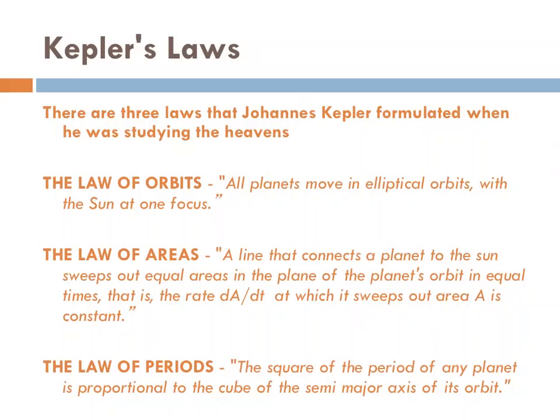The law of orbits, which means that all planets move in elliptical orbits, with the sun at one focus. The law of areas: a line that connects the planet to the sun sweeps out equal areas in the plane of the planet's orbit in an equal time. That is, the rate of change in area over change in time at which it sweeps out area A is constant. And the law of periods: the square of the period of any planet is proportional to the cube of the semi-major axis of its orbit, and we'll see examples of all 3.